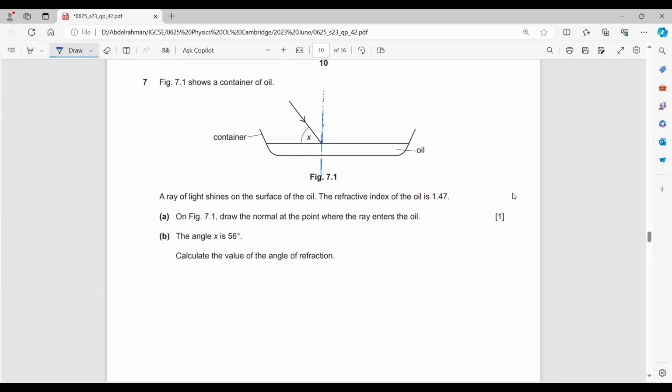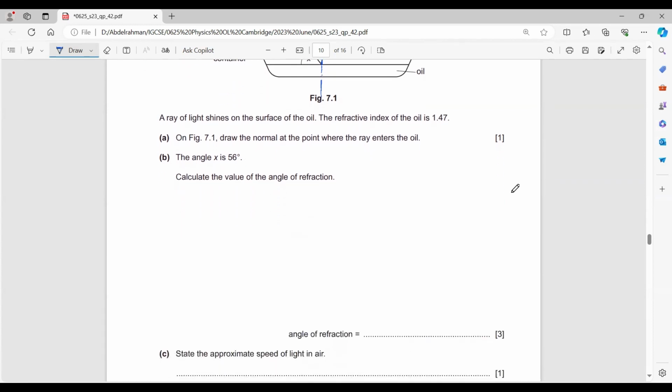The angle x is 56. Calculate the value of the angle of refraction. How can I calculate the angle of refraction? We do 1.47 is equal to sine 56 over sine x, and then we rearrange. Okay, but there's one point you said which was wrong. Wait, isn't it the two mediums, sine of one over sine of the other medium? Yes, she is right, but there's one point that she said which was wrong.